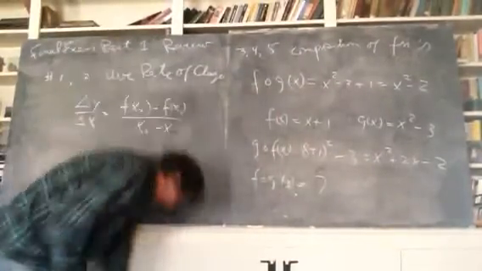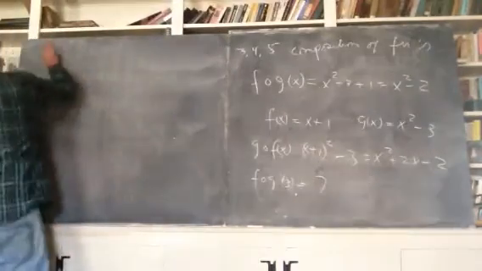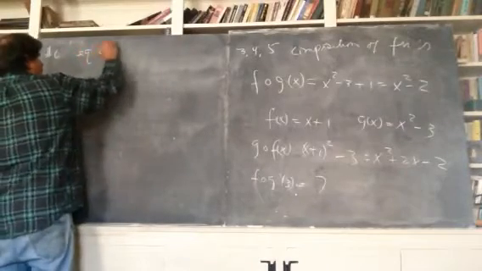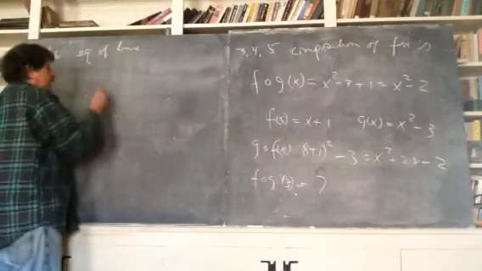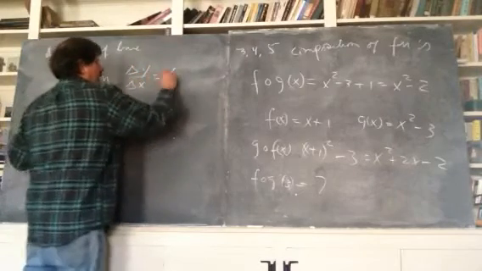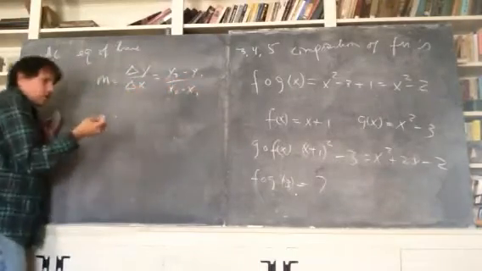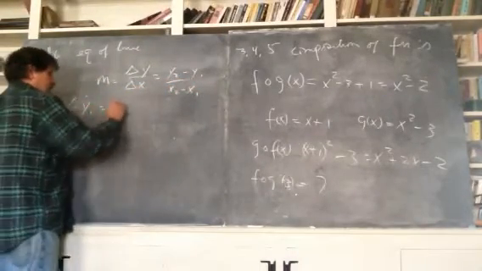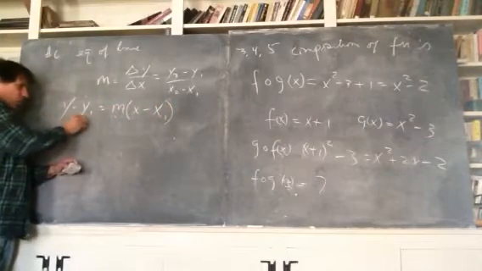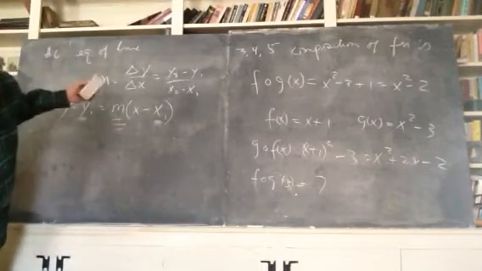Number 6, 7, 8, what's next? Number 6 is the equation of a line with 2 points. So you need a slope, y2 minus y1 over x2 minus x1. You need a slope, and then you use the point slope formula where you fill in one of the points here and the slope there. And so that's number 6. That's pretty much 7 and 8.